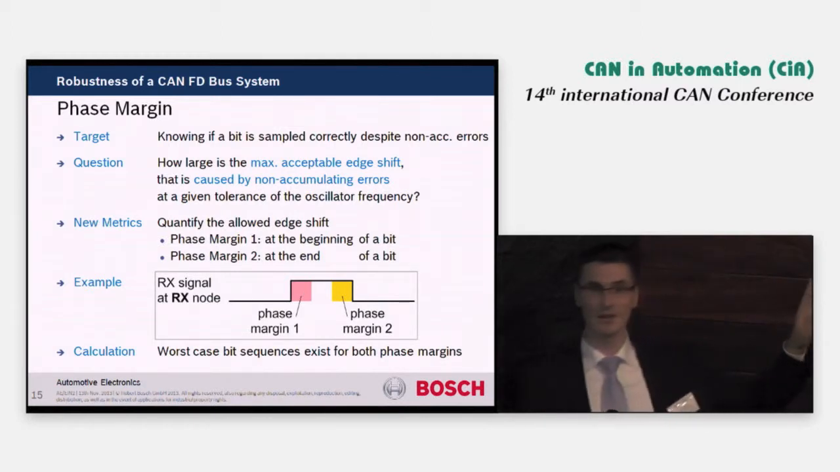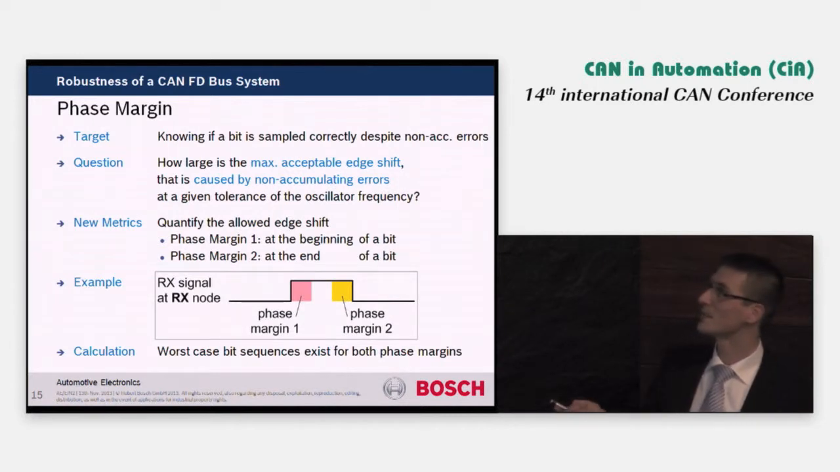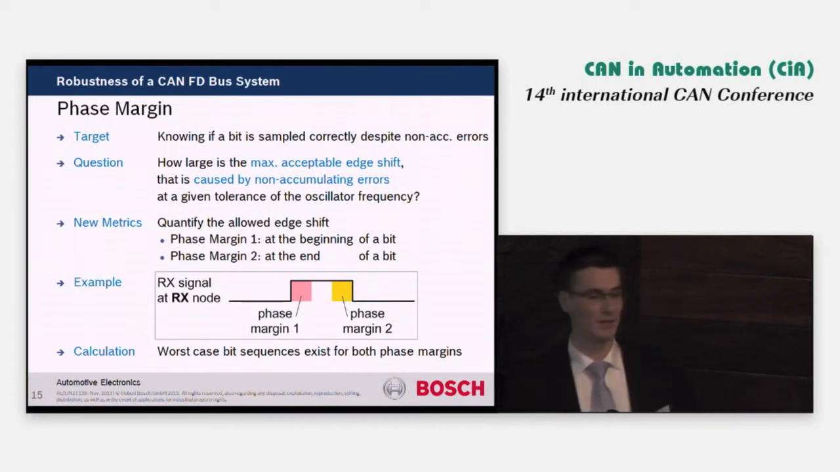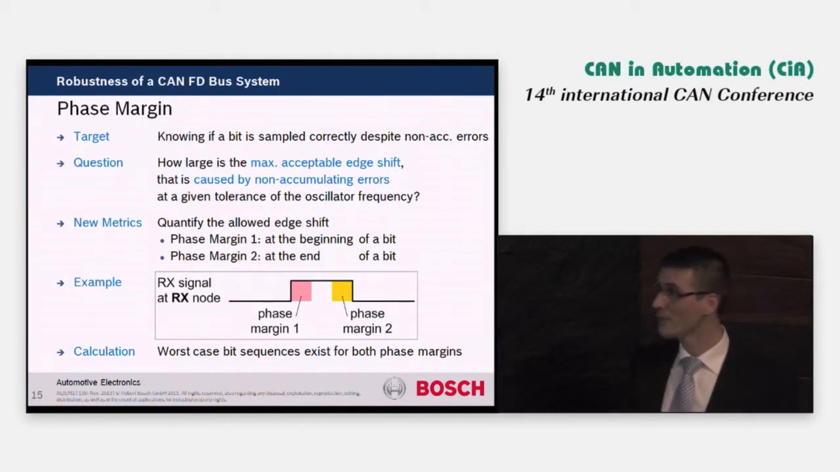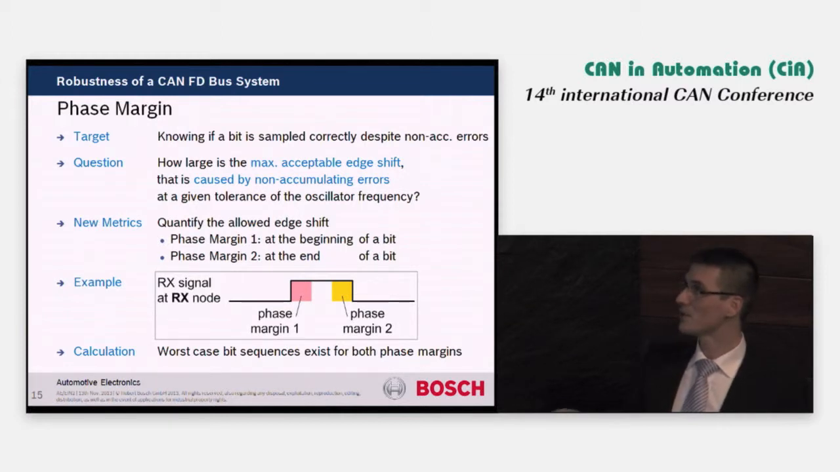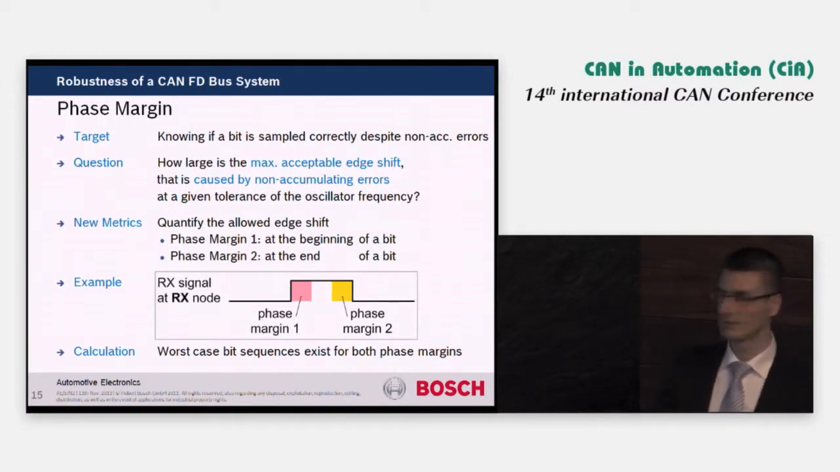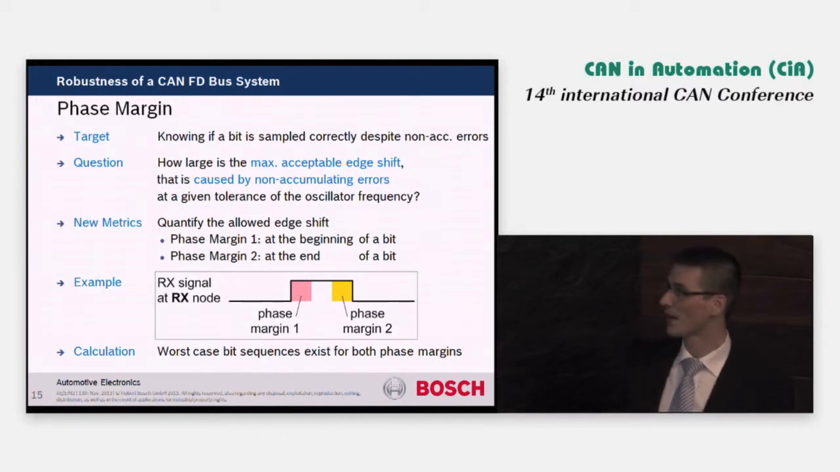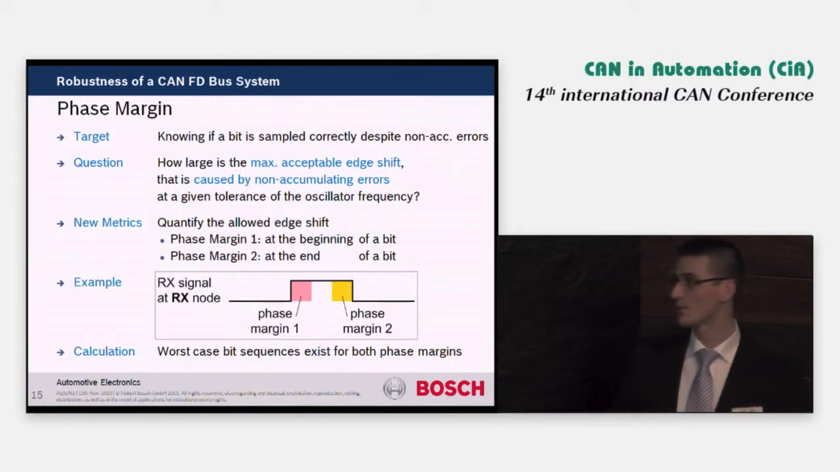So we don't forget about the other errors, and we are still interested in the edge shift that is allowed. To answer this question, we introduced two new metrics, and we call them phase margin. This phase margin quantifies the allowed phase shift or edge shift. Phase margin 1 quantifies the phase shift at the beginning of the bit and phase margin 2 at the end of the bit. And here we see a small example. We have an RX signal, and phase margin 1 is this red light area and phase margin 2 this yellow area. So if the edge of the received bit is inside this area, I still sample the bit correctly. And the same holds for the phase margin 2.